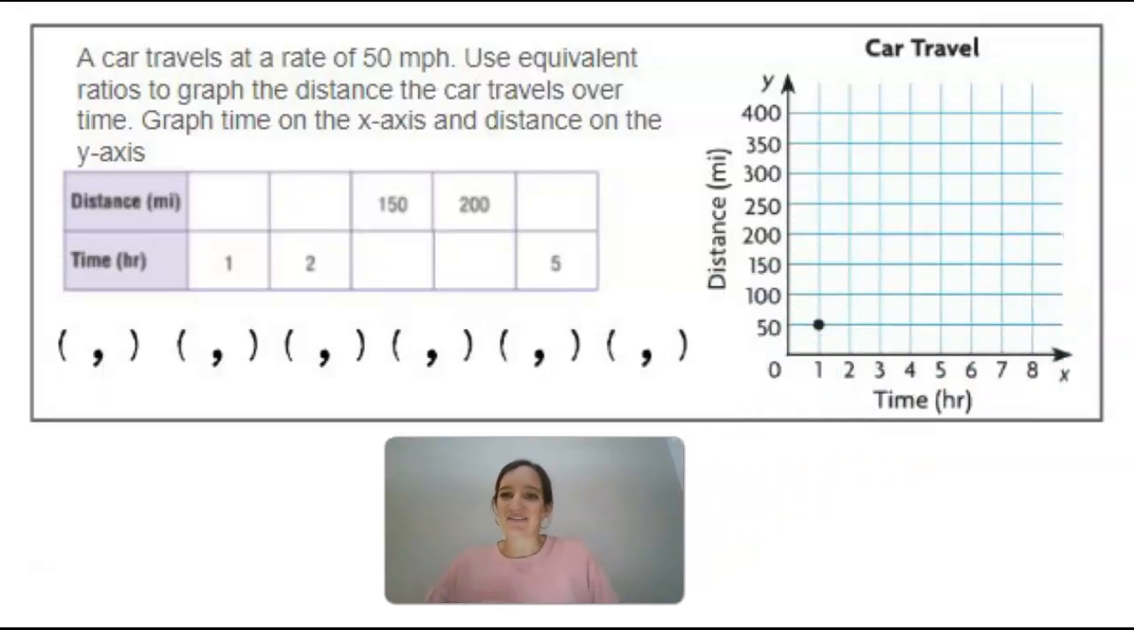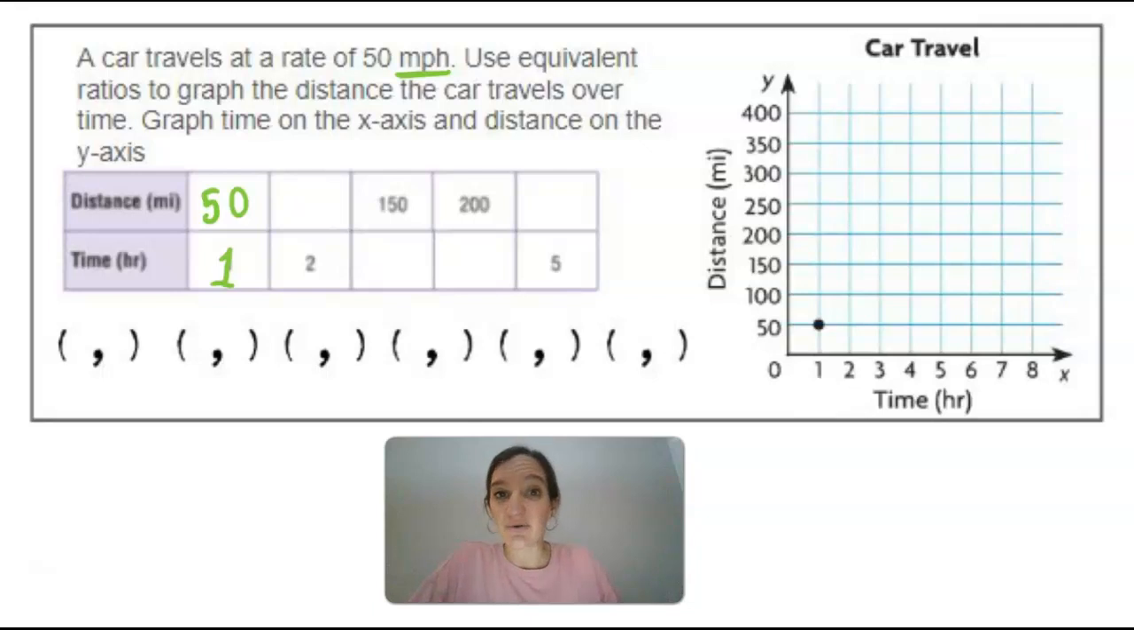A car travels at a rate of 50 miles per hour. Use equivalent ratios to graph the distance the car travels over time. Graph time on the x-axis and distance on the y-axis. So if this says 50 miles per hour, that's a unit rate, isn't it? And this table already has 1 hour right here.